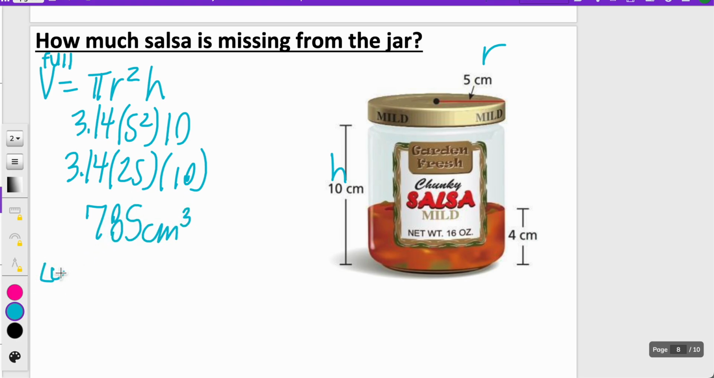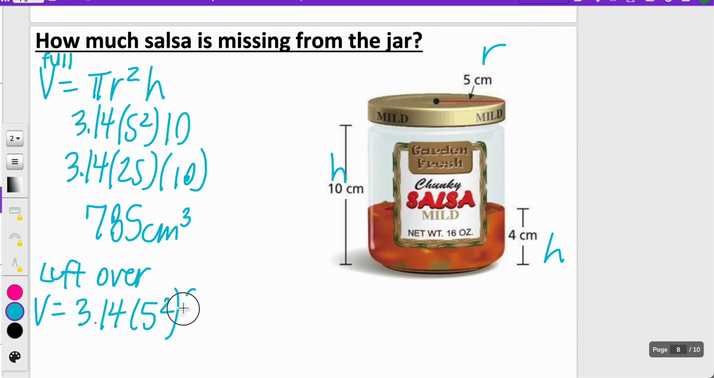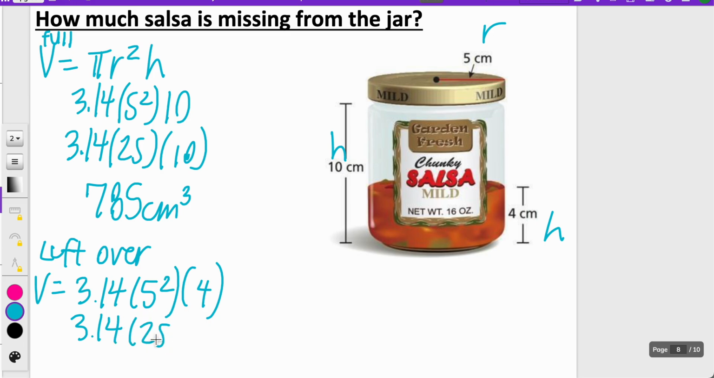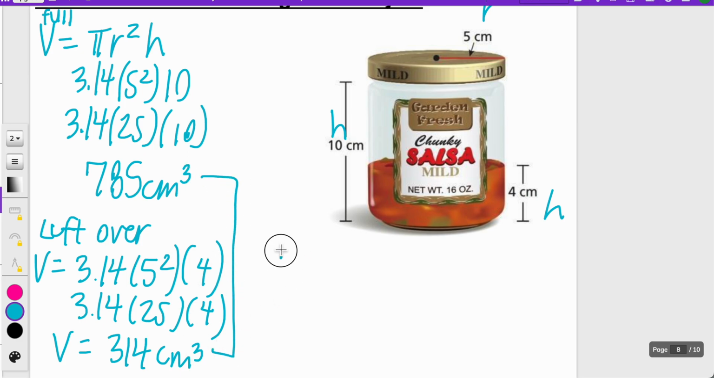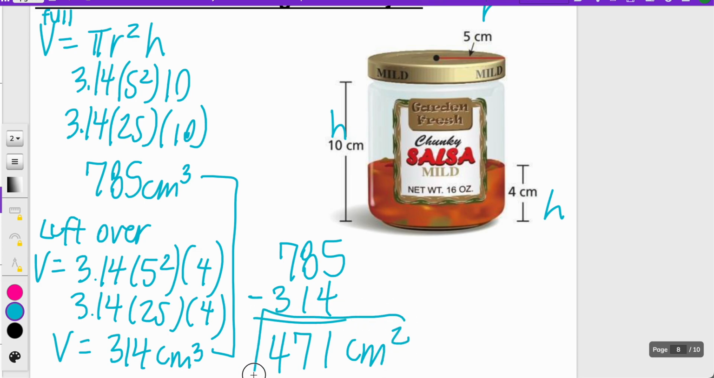Okay, but now we want to figure out what's left over. The leftover height is 4, so we're still going to start off the same way, 3.14 times 5 squared, because that's still your radius, but now my height is 4. Or we'll type in 3.14 times 25 times 4, which is 314 cubic centimeters. So all we need to do now is subtract these two to find the difference. 785 minus 314 gives us 471 cubic centimeters that we used.